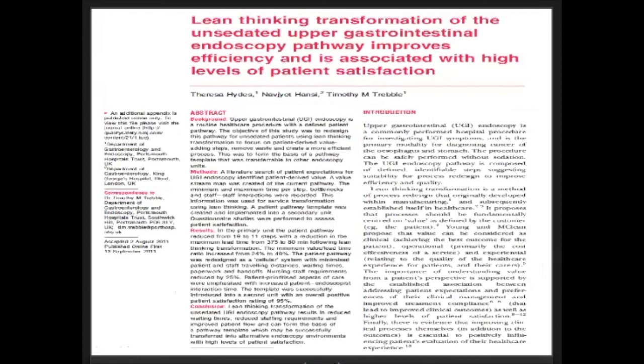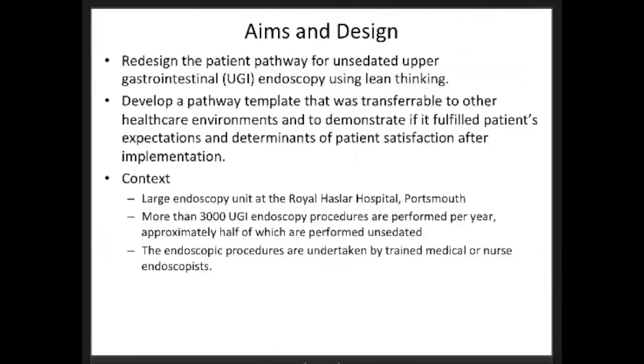And then third one is lean thinking transformation of unsedated upper gastrointestinal endoscopy pathway. So again, examples of different types. So I don't think I want to discuss too much in detail other examples as well, but just different contexts. For each of them, you'll see how the context defines the kinds of things they have to do.